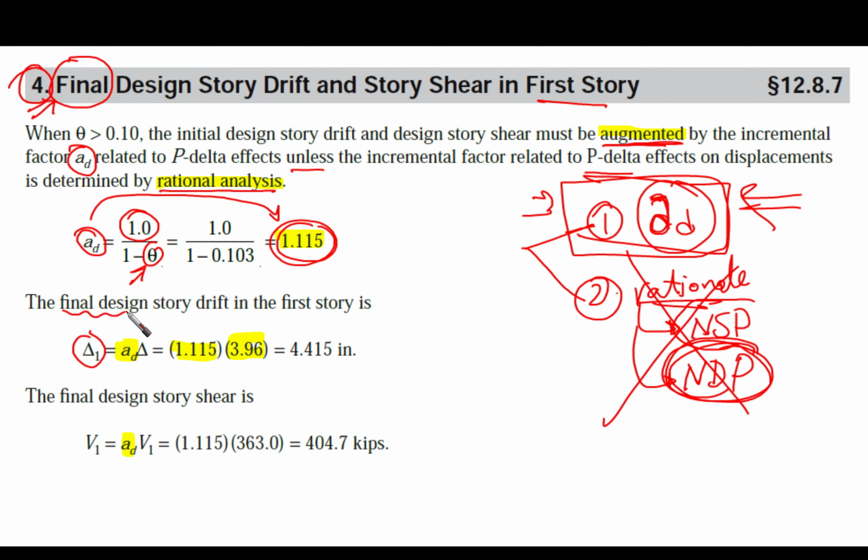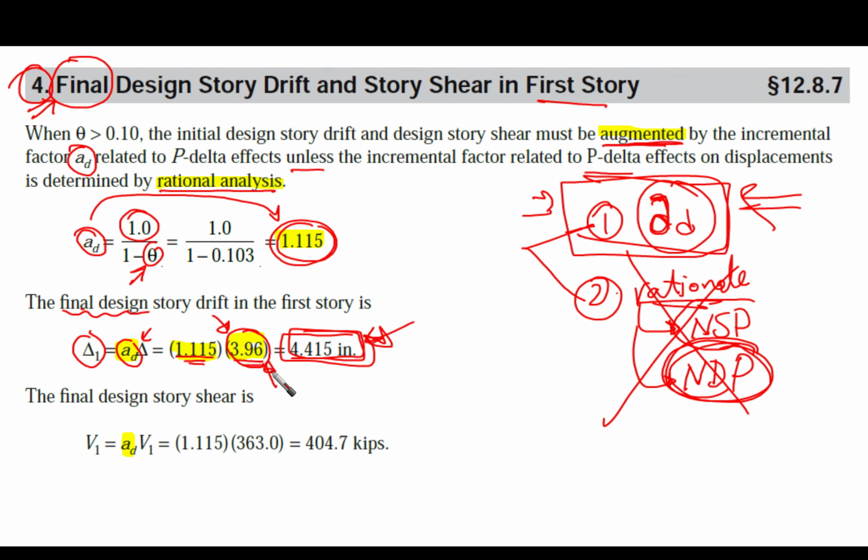The final design story drift in the first story, we are now talking about the final design story drift, is going to be this A_d times delta, which we already mentioned before, and we called it the initial design drift. So the final design drift is going to be 1.115 times 3.96, which we have already calculated before, which is the initial drift. This gives us 4.415.